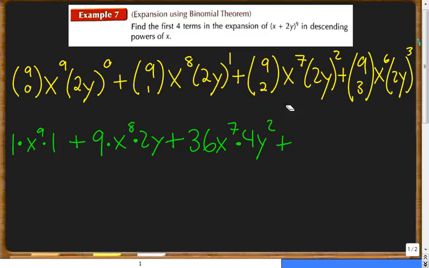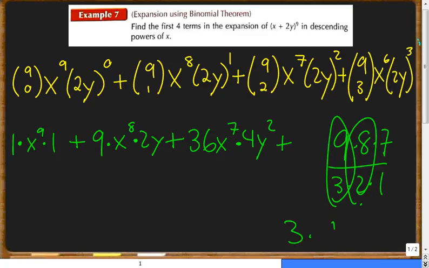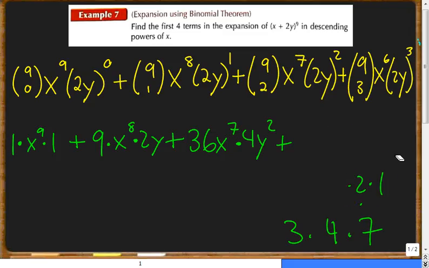And then we have 9 choose 3. So that's 9 factorial over 3 factorial, 6 factorial. This is the same thing as 9 times 8 times 7 over 3 times 2 times 1. So we can do a little simplifying here real quick. This is 3, this is 4, this is 7. So 3 times 4 times 7, 12 times 7 is going to make 84. 84 x to the 6th times 8y cubed.